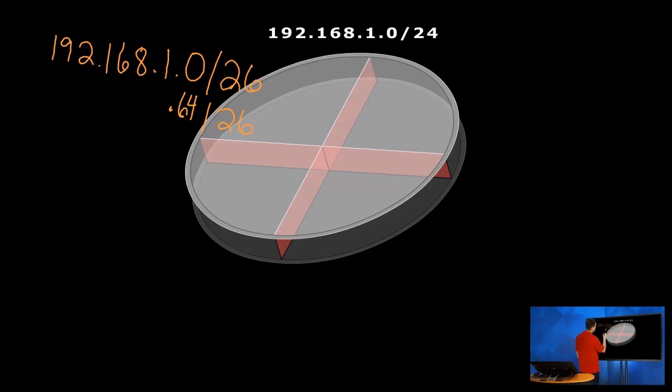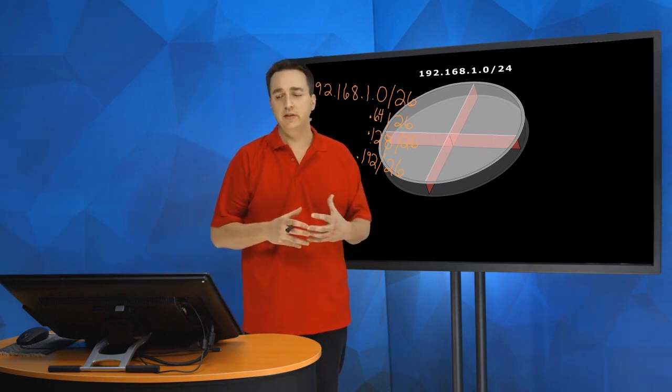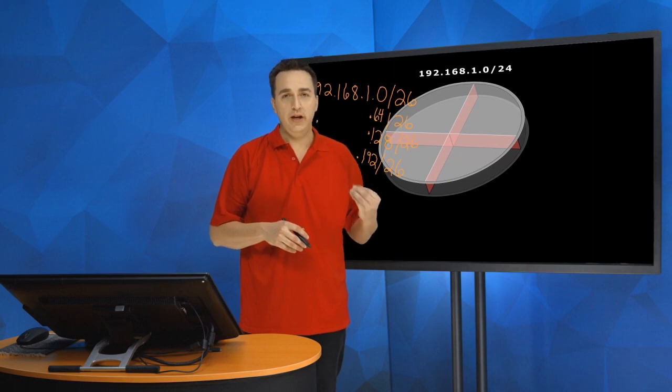Let's do the next one. Add 64 to that. What do we get? We're counting by 64, so 128/26. Now, what is the next subnet? The next subnet is going to be .192/26. So there are the 4 subnets that we have: 192.168.1.0/26, .64/26, .128/26, and .192/26. Those are all the subnets we have in this example.